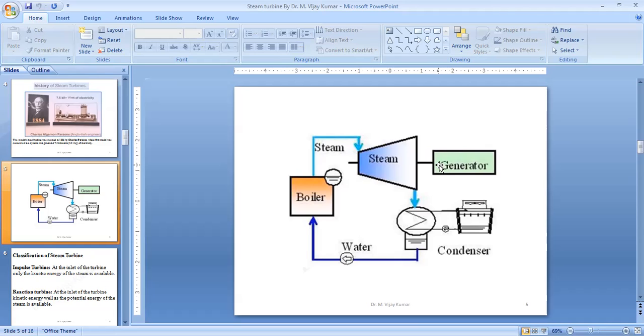So when the shaft starts rotating, what will happen? EMF will be generated. When EMF is generated, the power will be produced. Okay, the electricity will be produced. That electricity will be sent to households through transmission lines and transformers. Right. Then what will happen?